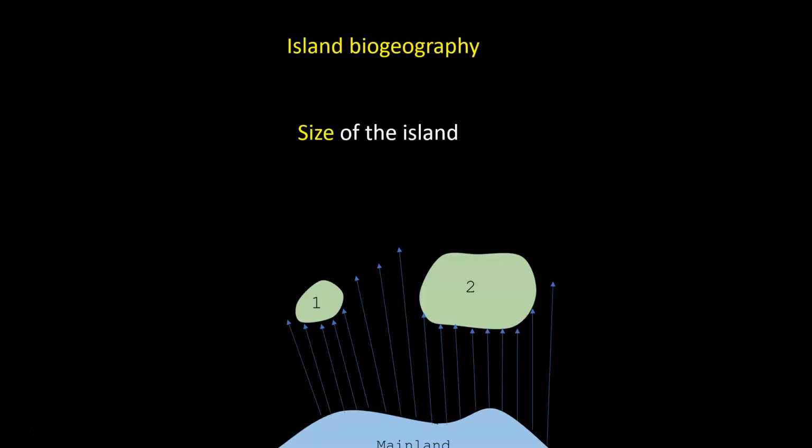Besides distance from the island, the size of the island is also important. Larger islands have a greater rate of colonization. And if you think about it, a bird flying over the open ocean has a greater chance of coming across a larger island than it does a much smaller one. You can see in our example that only 4 species colonized island 1, while 8 species colonized the larger island.